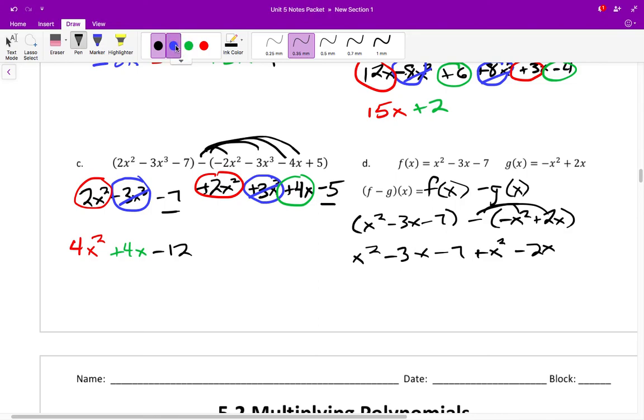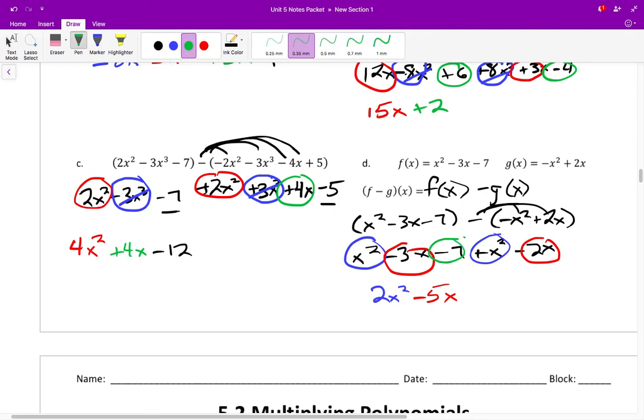Now I like to combine like terms, so I get an x squared and x squared would add to become 2x squared. Then I've got a minus 3x and a minus 2x. Those would combine to be a minus 5x. And then lastly, look for any constants. In this case, I've got a minus 7 here. So 2x squared minus 5x minus 7.